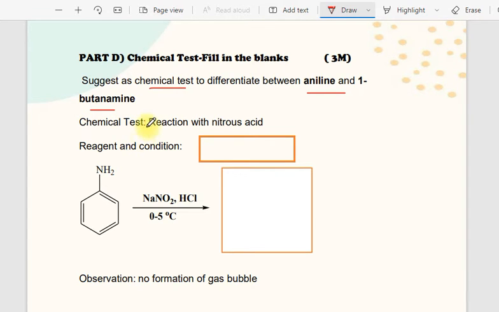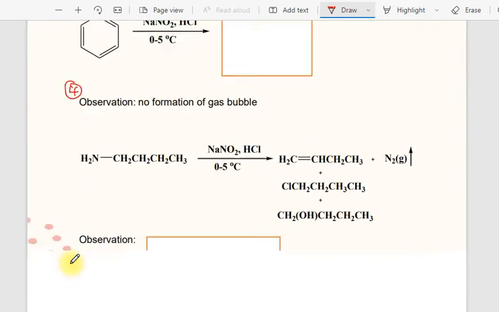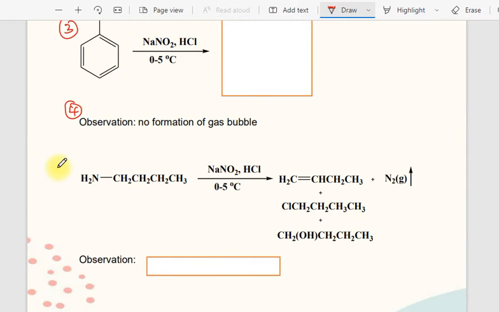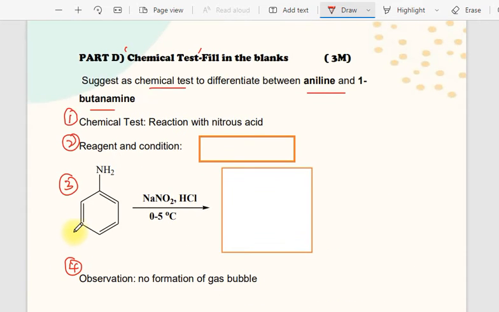Based on this, always remember the format to answer the question for chemical test. Make sure you write down the name of the test, the reagent, and then the equation, and then the observation. Same thing for the second compound: another equation for another compound, and then observation. Reagent and condition. So chemical test: reaction with nitrous acid.